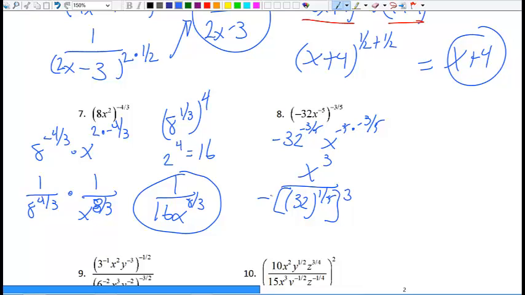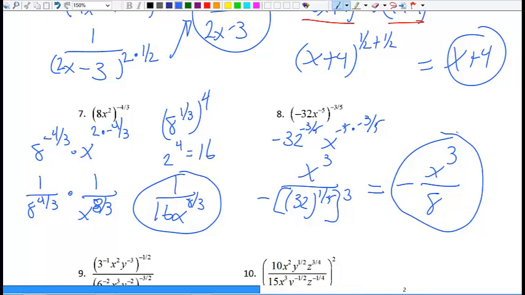Negatives are nice in that sense that I can move it in a fraction up to the numerator, denominator, out in the middle. But okay, so what is the fifth root of 32? So what number times itself 5 times gives us 32, and hopefully you figured out that's 2. So we're really looking at 2 cubed. So this works out to be negative x cubed in the numerator, and we have 2 cubed, or 8, in the denominator. So it simplifies down to that.